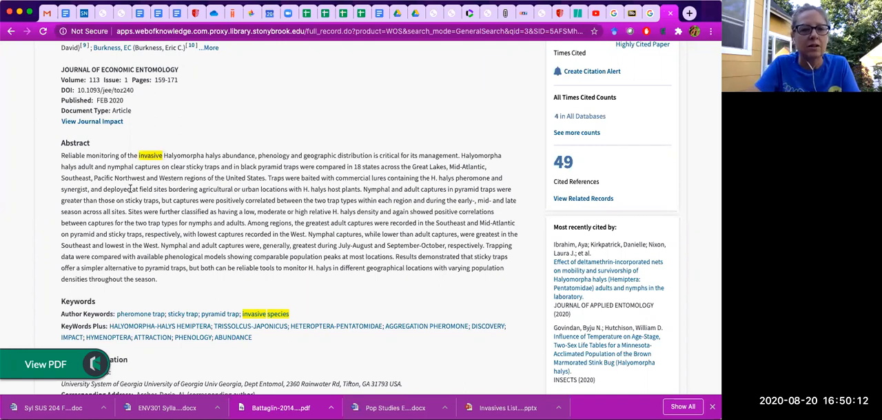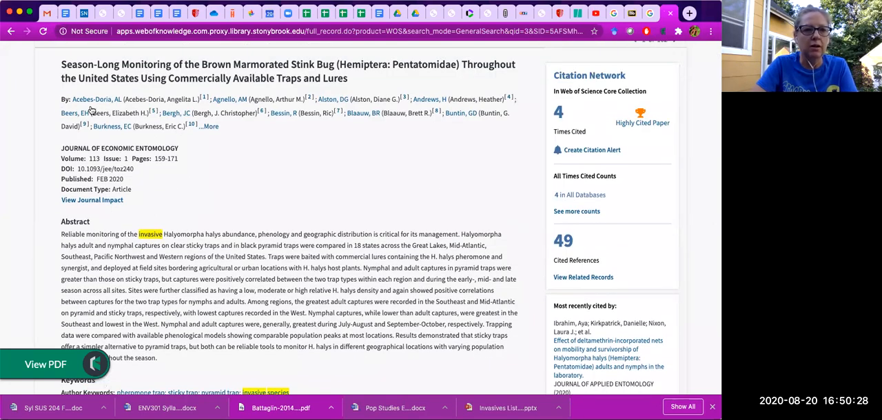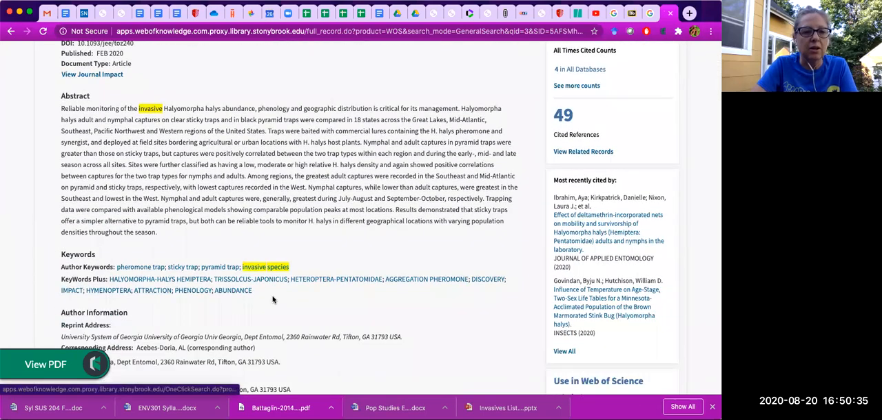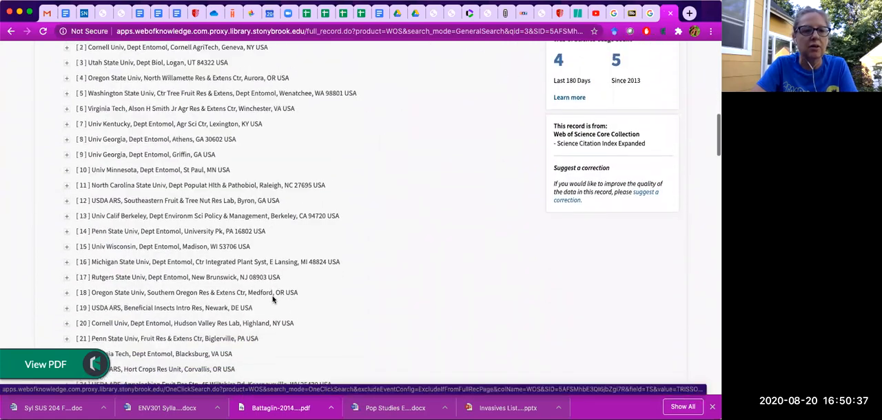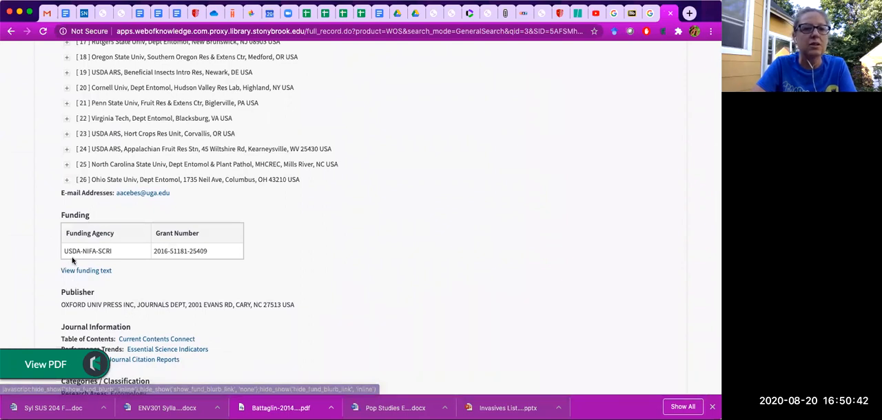All right, and reliable monitoring of the invasives, blah, blah, blah, abundance, phenology and geographic distribution is critical for its management. So if anybody is looking for a great invasive species bug paper, this is probably it. Again, just as before: title, authors, journal. Now here, I'm not going to tell you, don't care about the impact factor. Keywords right here, and let's go down. This is all the authors, so it's got a lot of authors, and you can see who funded it. This is published by the USDA.